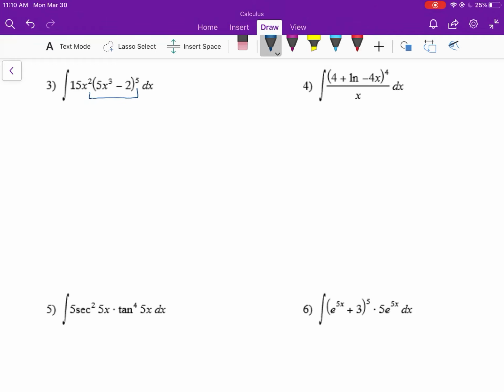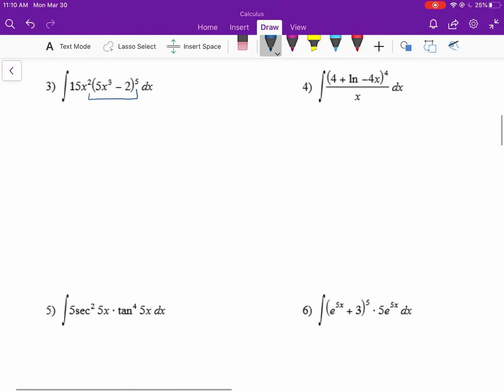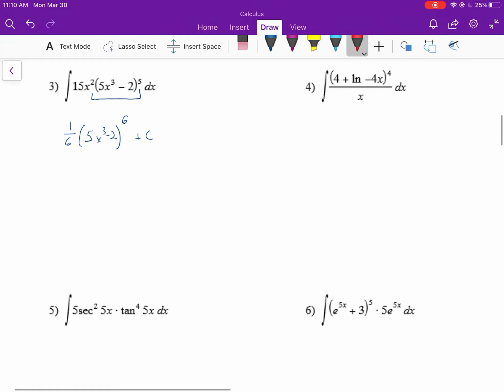So this is something to the 5th power. So when we integrate something to the 5th power, we have 5x cubed minus 2. This goes up by 1, so to the 6th power, and then we multiply out front by a 1/6, plus c. So that's our first guess. Let's go ahead and check that.